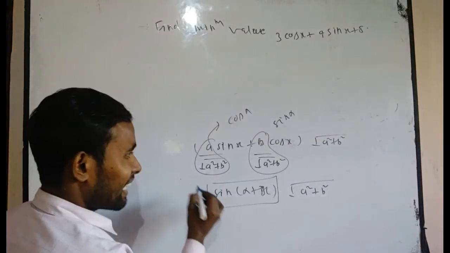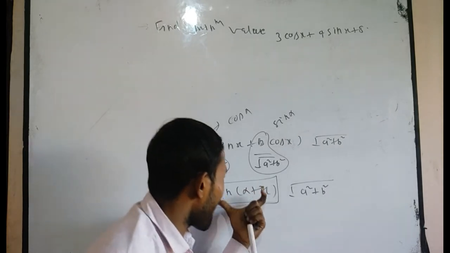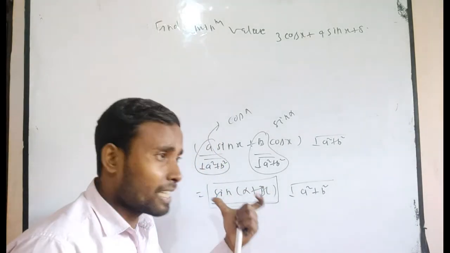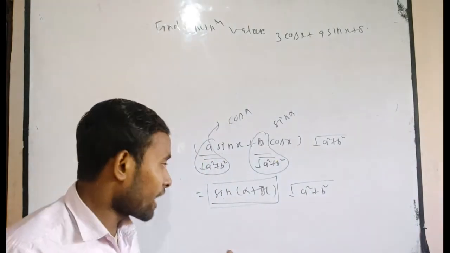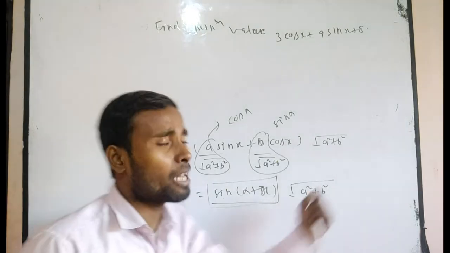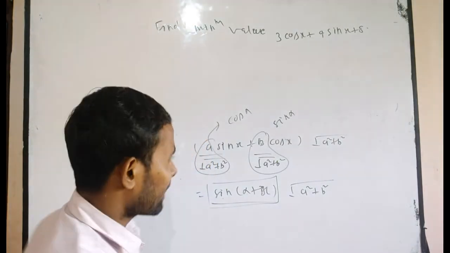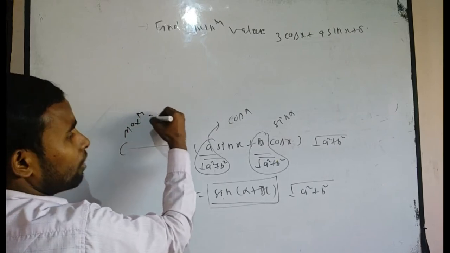So, you can say that here its maximum value is 1. If you multiply by the maximum value of this term, then you get the maximum value of this expression, and if you multiply by the minimum value of this term, you get the minimum value of this expression. So, you can say that the maximum value of this expression will be what?